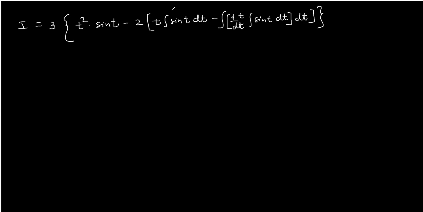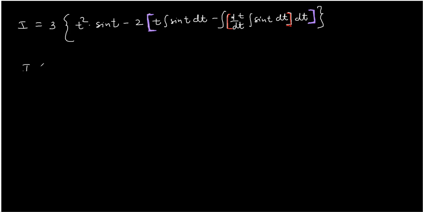Okay, so let me use another color for this to make you understand. See, this bracket is for 2. Outside we have this 2, so this bracket is for 2, and this bracket is for the bigger integral. Okay, now I hope the use of brackets is clear to you. And then this final bracket is for 3.